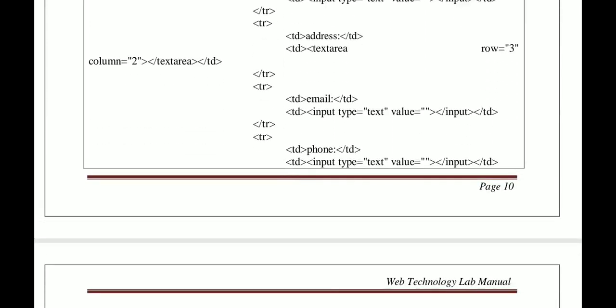Then address, a text area we have provided, with text area rows 3 and columns 2. This is about your table. And then email, for that also your input type is text. Phone number can be text or it can be numbers, so it should be in numbers only, you can write there as numbers.